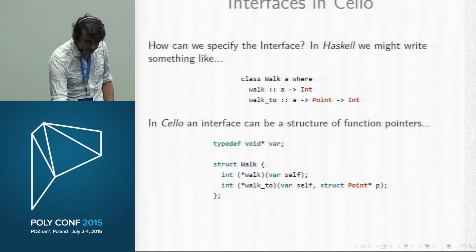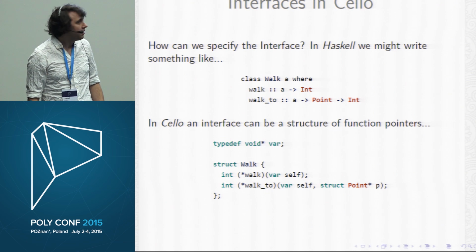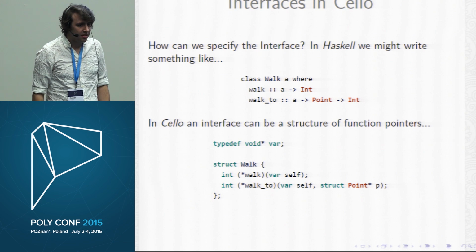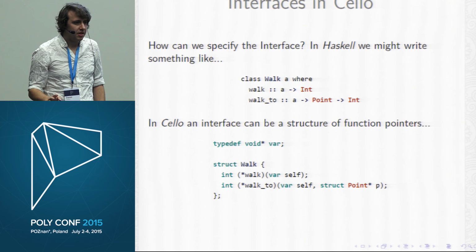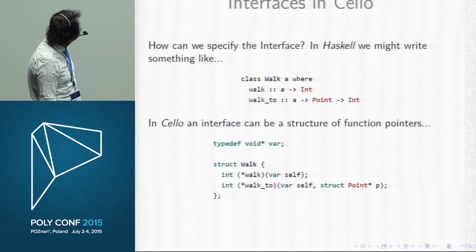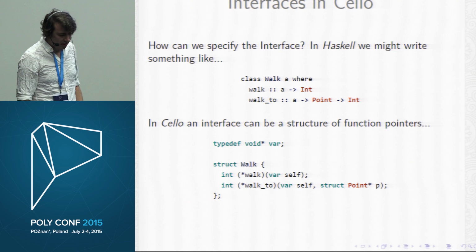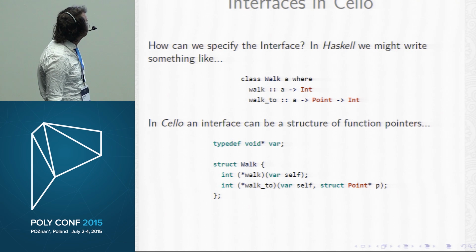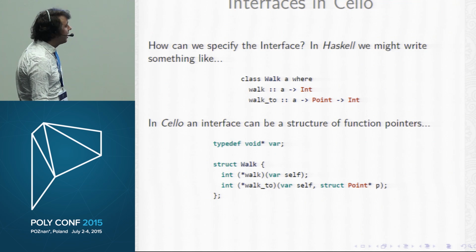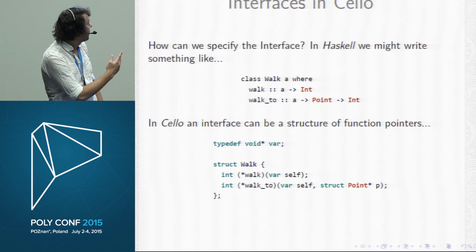So this is like a specification of different behaviors. And we can do something like this in C, right? All we do is make a structure with some function pointers in it. You should remember this typedef because that's going to be in the rest of the slides. Var just means some pointer to something, some object somewhere. It's just any kind of object. And then we have this structure with two function pointers, this walk function and this walk2 function. This is pretty similar to the Haskell specification. So the idea is if we create an instance of this structure, that's like an instance of this type class or interface.